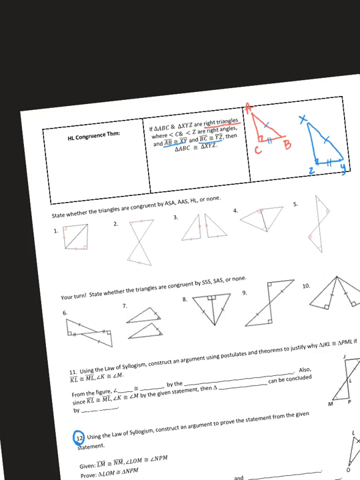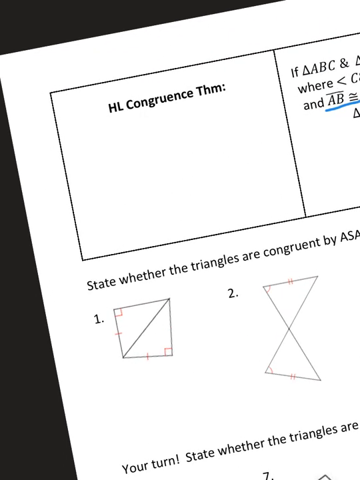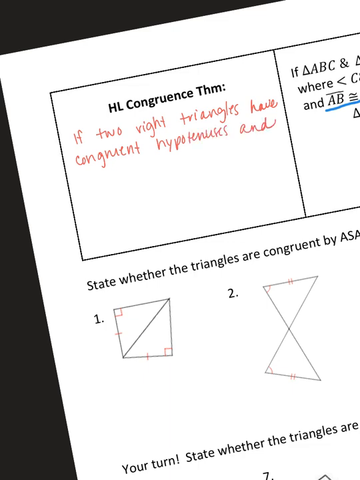All right, so our congruence theorem here is going to say if two right triangles have congruent hypotenuses and a pair of congruent legs, then the triangles are congruent.